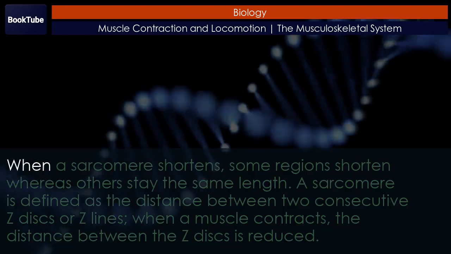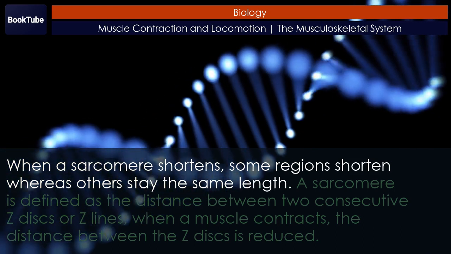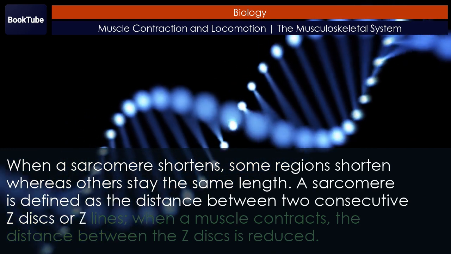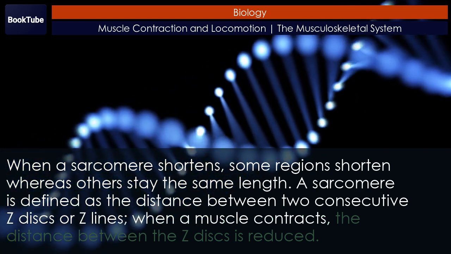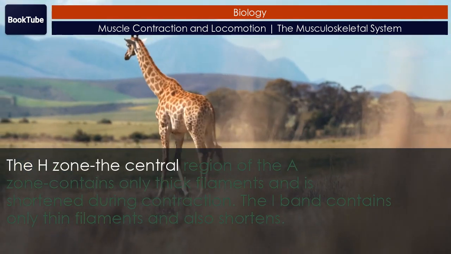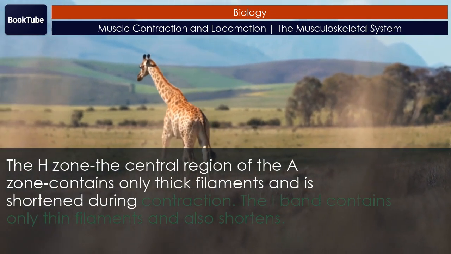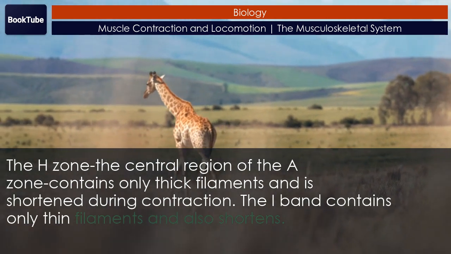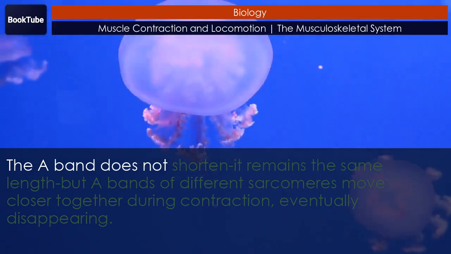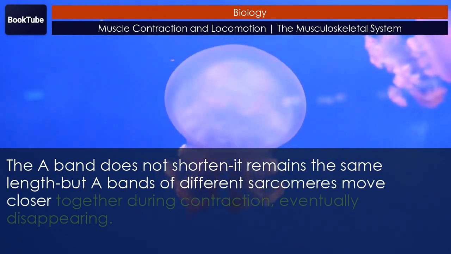Figure 4. When a sarcomere shortens, some regions shorten whereas others stay the same length. A sarcomere is defined as the distance between two consecutive Z-discs or Z-lines. When a muscle contracts, the distance between the Z-discs is reduced. The H-zone, the central region of the A-zone, contains only thick filaments and is shortened during contraction. The I-band contains only thin filaments and also shortens.